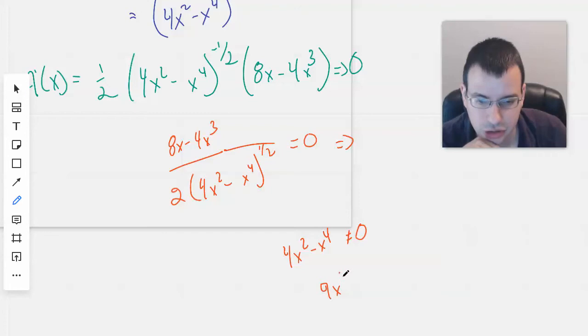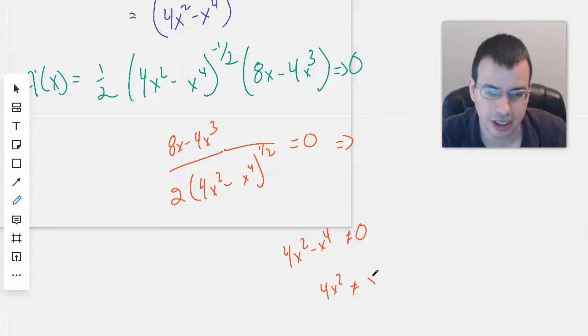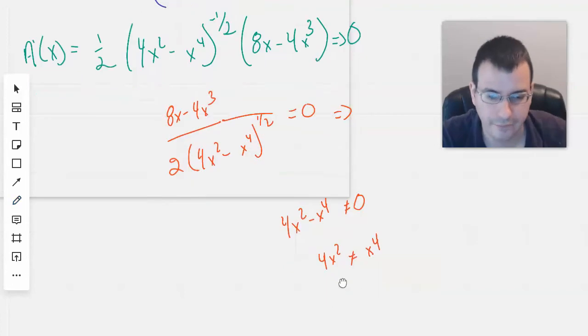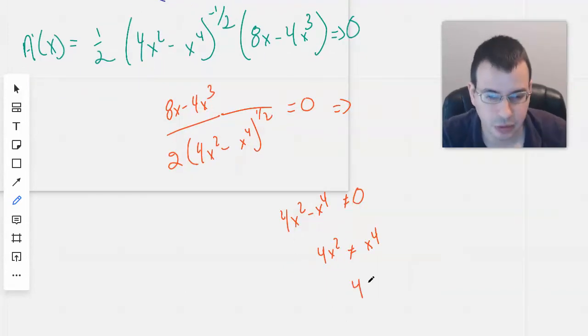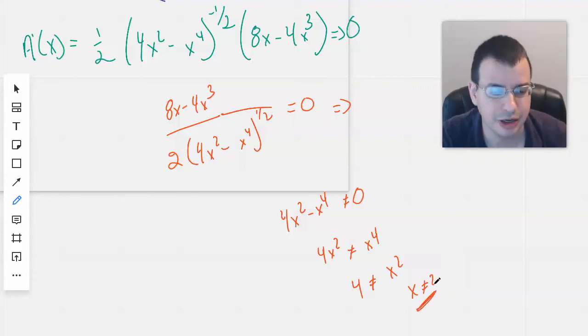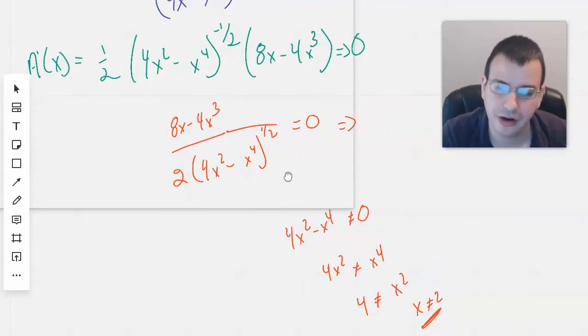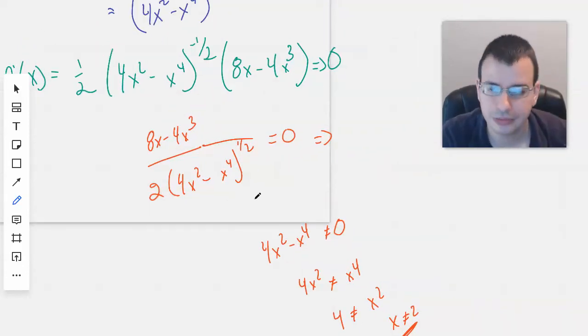Which means that 4x squared cannot equal x to the fourth, which means that 4 cannot equal x squared. X cannot equal 2? Well, that doesn't seem right at all. We'll check back on that later, but that is something to keep in mind. Interesting.